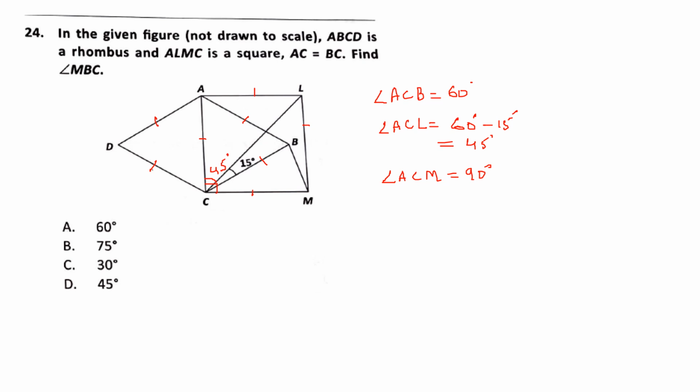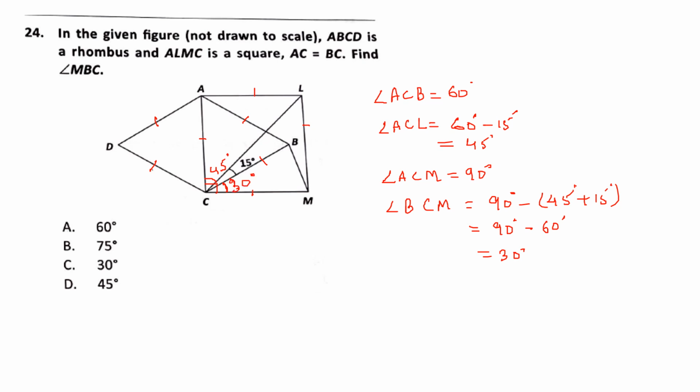Now I am going to find angle BCM. I have to find only this angle. So this angle will be 90 minus 45 plus 15. So 90 degrees minus 45 degrees plus 15 degrees, which will give me 90 degrees minus 60 degrees. So it will be 30 degrees. So this angle is 30.